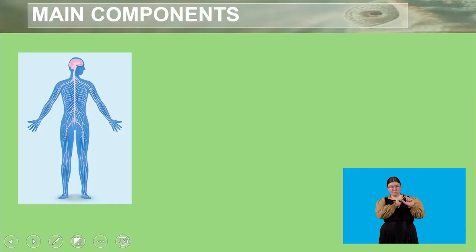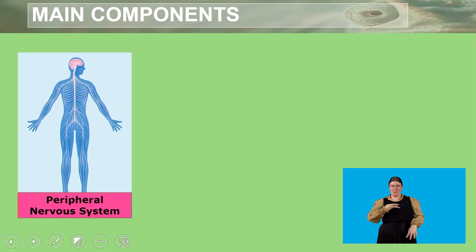In this part of the lesson, we will be looking at the main components that are related to the nervous system. Okay, there we have a diagram of a human figure, and with all the lines. This is called the peripheral nervous system. So it is the brain, the spinal cord, and all nerves that are connected to the muscles and other organs.